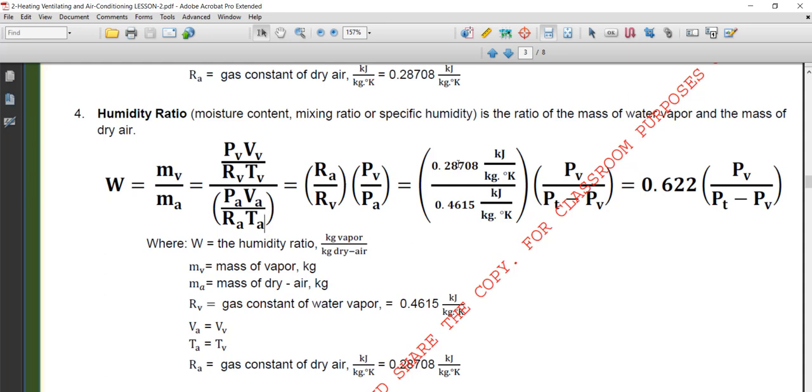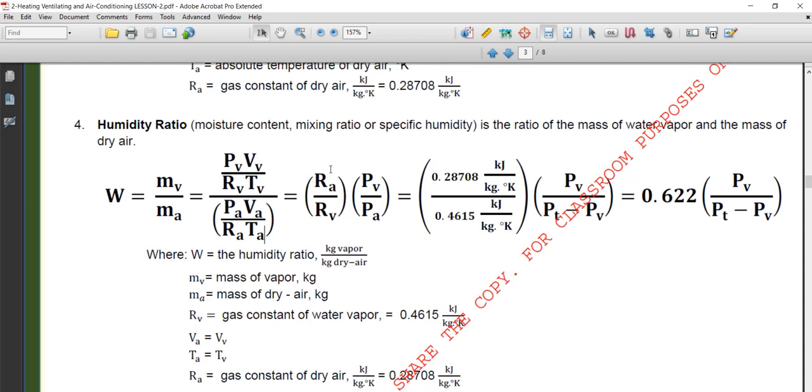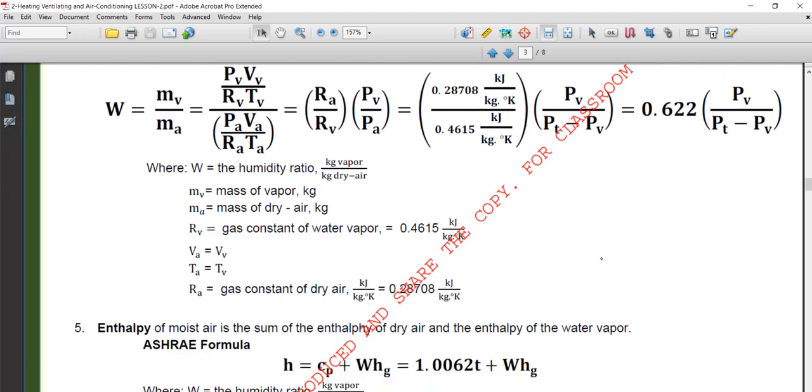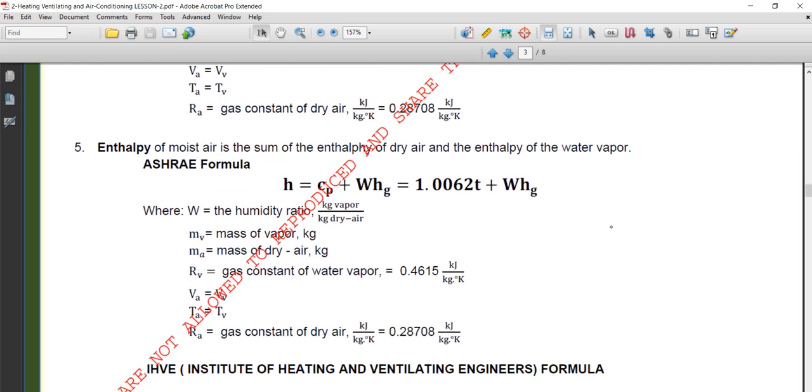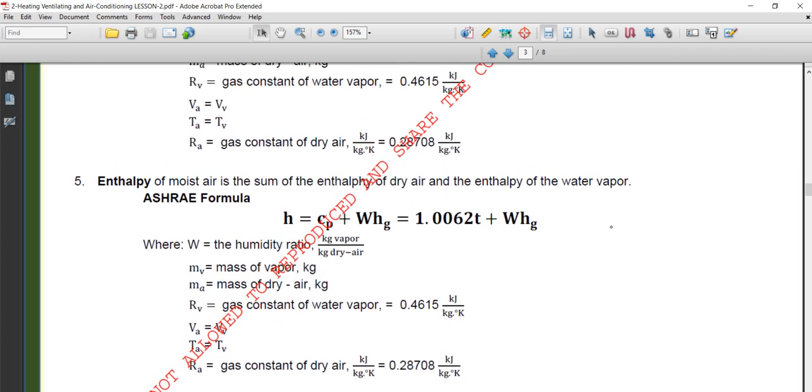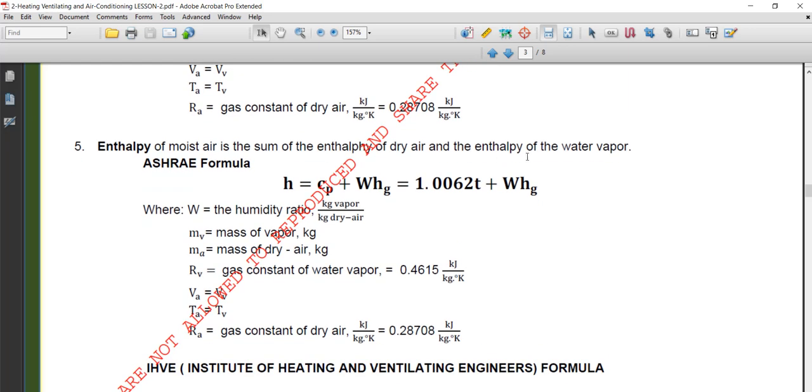Then substituting the gas constant of the air and the gas constant of the vapor, we can arrive at this equation, which is 0.622 times the partial pressure of water vapor divided by the total pressure minus the partial pressure of the vapor. Then let's go to enthalpy. So the enthalpy of moist air is the sum of the enthalpy of dry air and the enthalpy of water vapor.